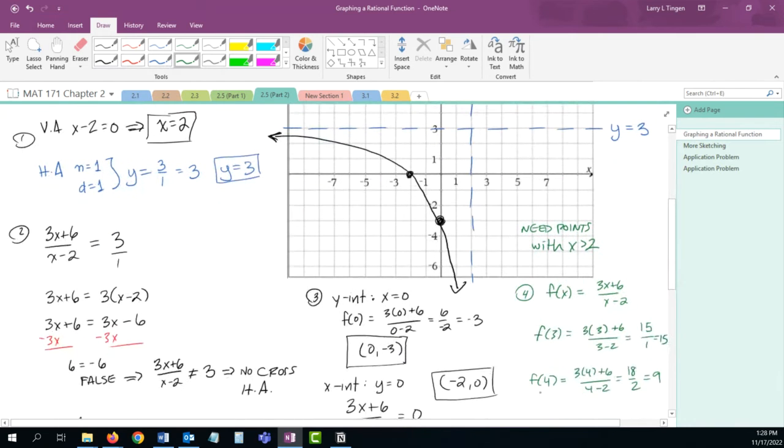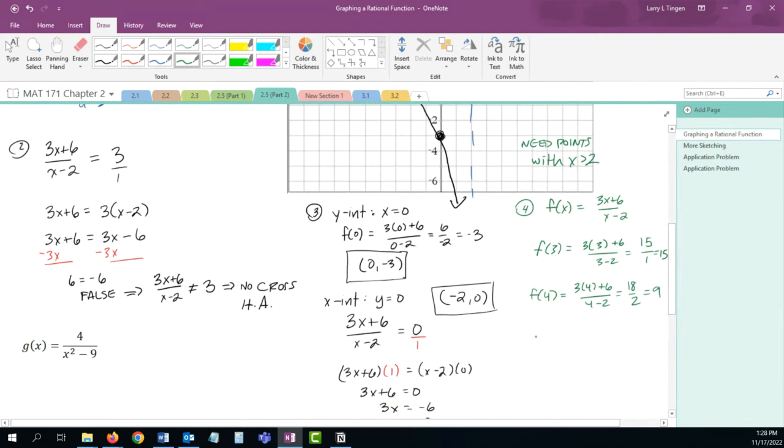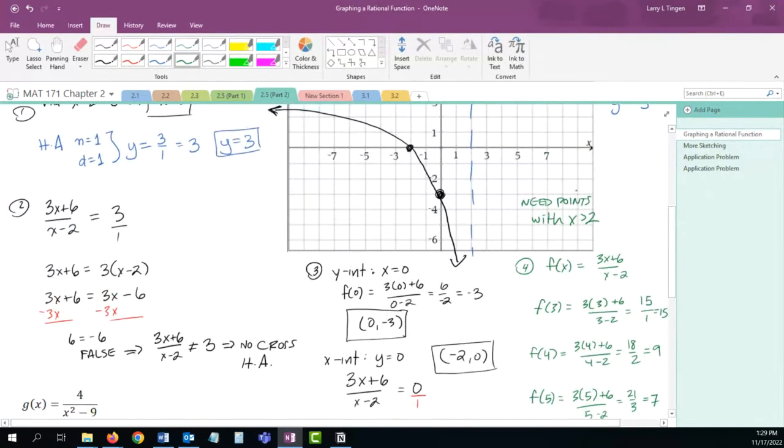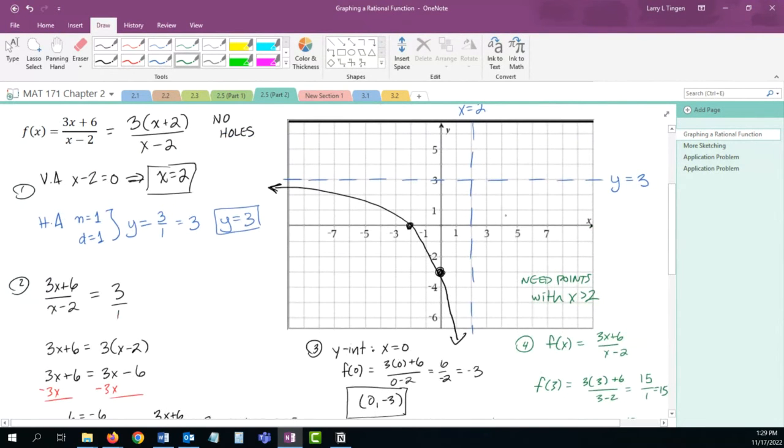So let's keep going. Let's try 5. 3 times 5 plus 6 over 5 minus 2. 3 times 5 is 15, plus 6 is 21. 21 divided by 3 is 7. That's on the graph. So at (5, 7), there's my first point on the graph.